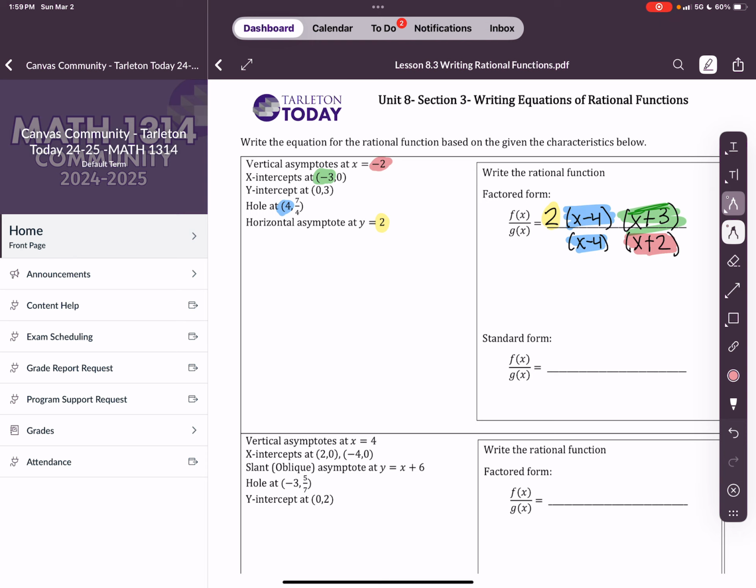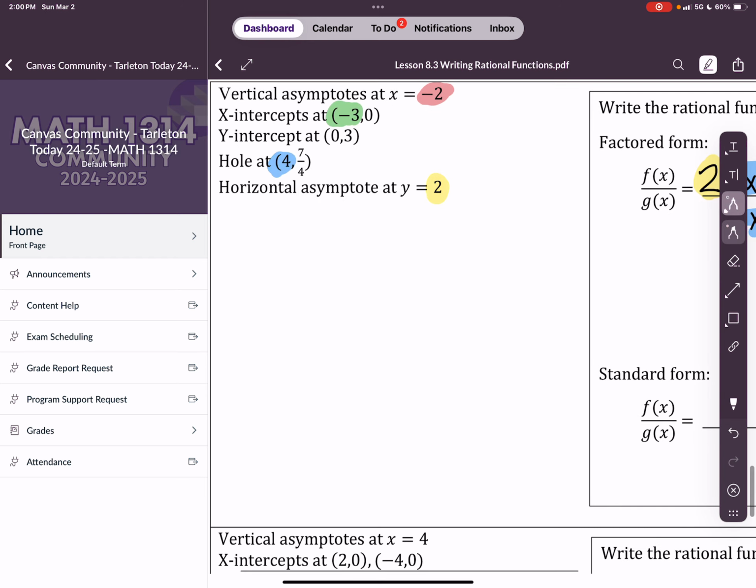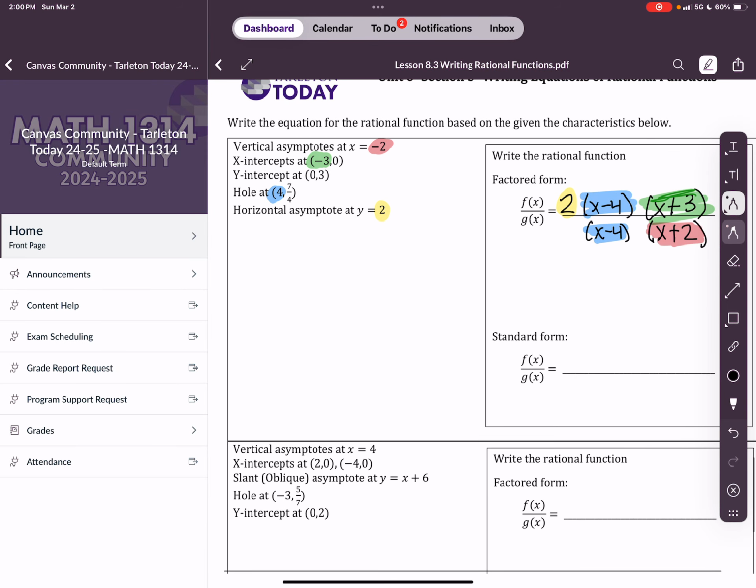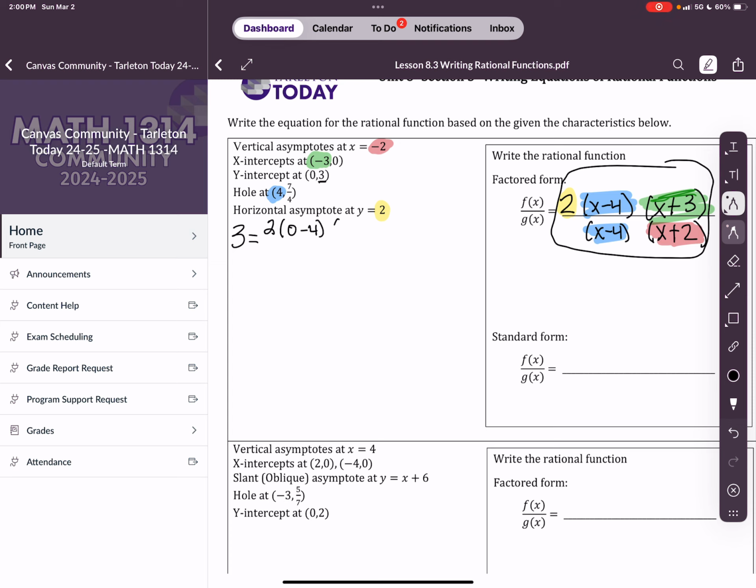Okay. Now, one thing that we need to double check is our y-intercept, to make sure, does this all add up? Does it all make sense? So what we're going to do is, okay, my y value of my y-intercept is 3. So I'm going to say, well, 3 equals, and now I'm going to use my factored form over here, but anywhere I see an x, I'm going to put a 0. So I would say 2 times 0 minus 4 times 0 plus 3, over 0 minus 4, 0 plus 2, okay?